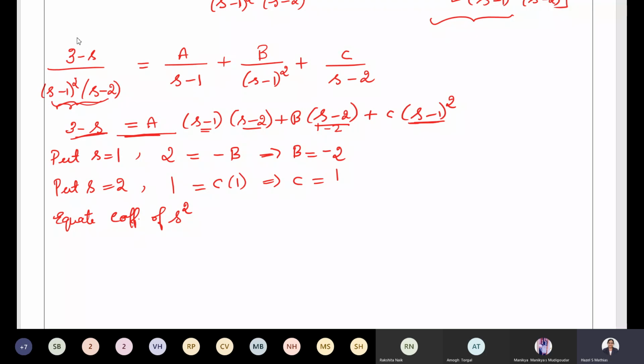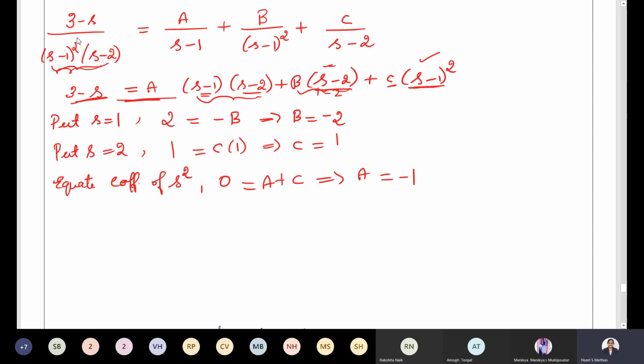Here we do not have any coefficient of s square, so it will be 0. That is equal to, here we will have the coefficient of s square, which is a. Then here there is no coefficient of s square. Here we will get the term s square, so the coefficient of that s square will be c. So a plus c equal to 0, c is 1, so what should be the value of a? It should be equal to minus 1. Is it clear, everybody? Yes, ma'am.